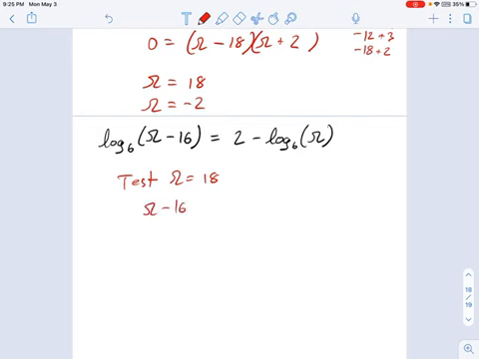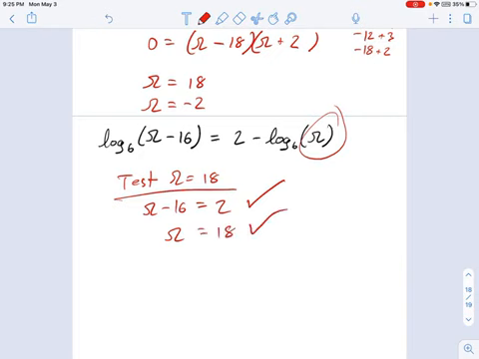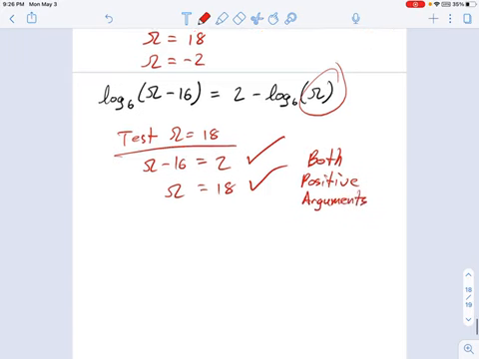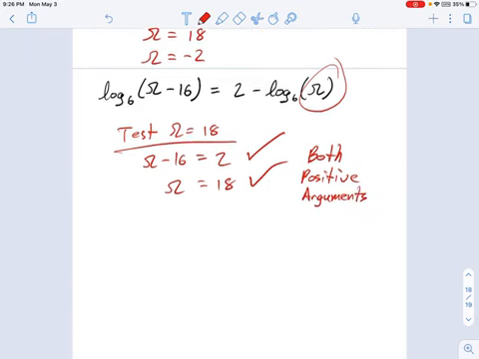Omega minus 16, I guess that'll be 2, so that's okay. And omega by itself, this guy over here, well, that's just 18. So those are both positive. Both positive arguments. That's really what I'm looking for here. Okay, and if you check out the other solution we had, negative 2, let's test that one. Test omega equals negative 2.